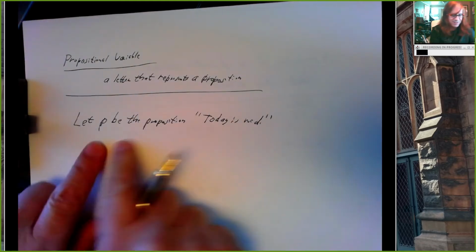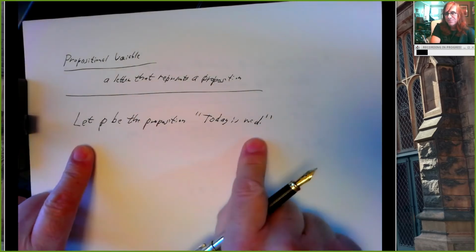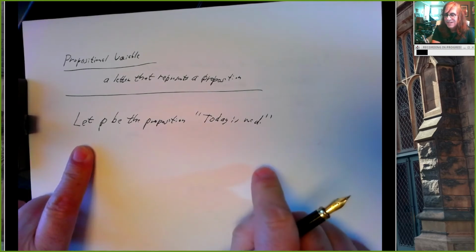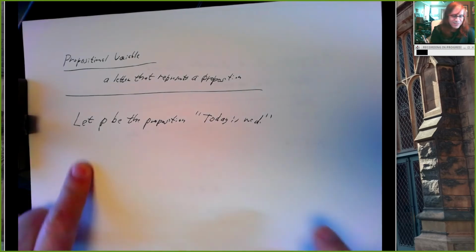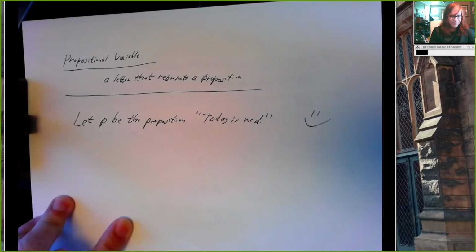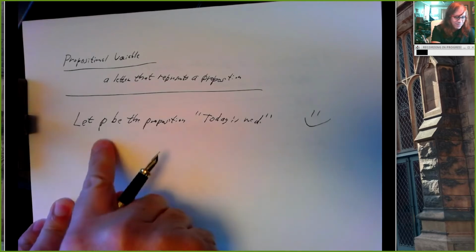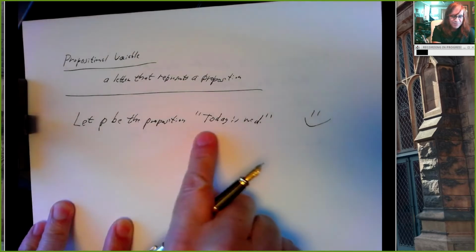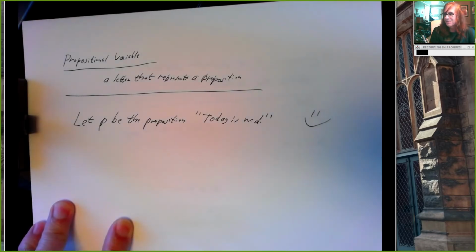If I see something like this at the beginning of your proof, I get a smile on my face. I'm like, oh, this is going to be a good proof to read. So this is good. You are stating, in plain words, that P is a proposition. It's the proposition "today is Wednesday."